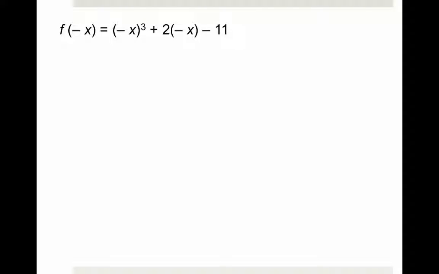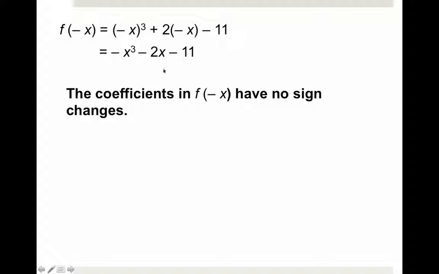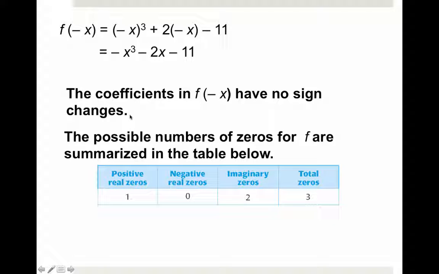If we plug in negative x's, negative x to the 3rd is going to be negative x cubed, and 2 times negative x is going to be negative 2x. So in this case, we have negative x cubed, negative 2x, negative 11. Well, now, if we look at that, that didn't change signs at all, which means that there are no negative answers. Okay, so in our table, we'd have 1 positive real zero.